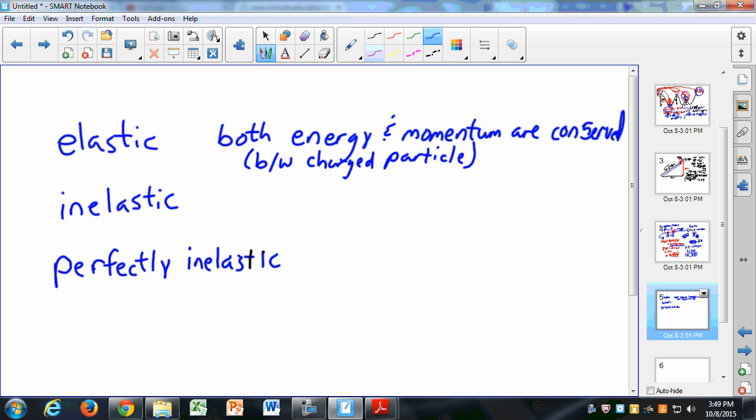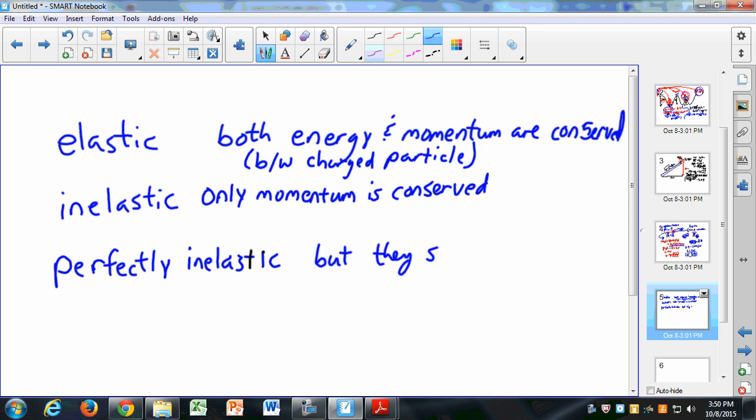In inelastic collisions, only momentum is conserved. And this is every other collision. Everything that's not elastic is inelastic. So it could be anything. It could be a car crashing into a tree. That's an inelastic collision, and momentum is conserved. The initial momentum will equal the final momentum. And a perfectly inelastic collision is inelastic, but they stick together. That was like the one we did before. It's just sort of a subset of the inelastic. Momentum is conserved. You have two objects. They're moving, and then they stick together and move in one direction together, just like that previous problem.